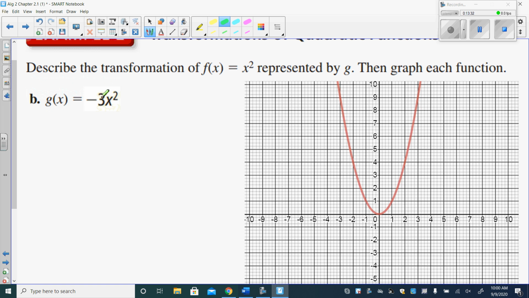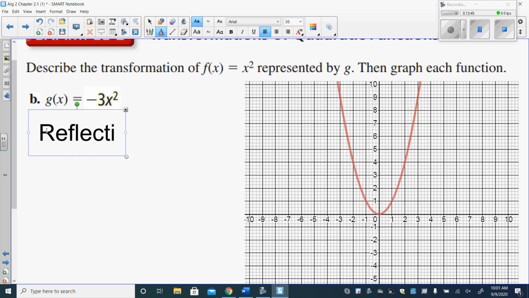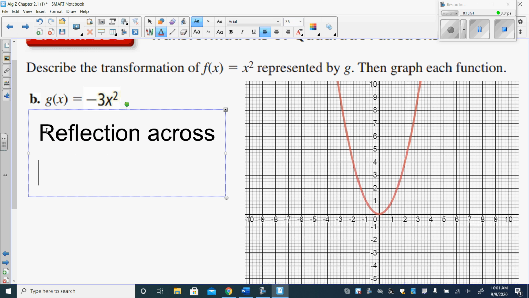So now we're going to look at this one here. This one has two things up front. We have this -3 right here. It tells us two things. The negative tells us that we have a reflection across the x-axis. And I know it's across the x-axis because it's not inside of a set of parentheses.